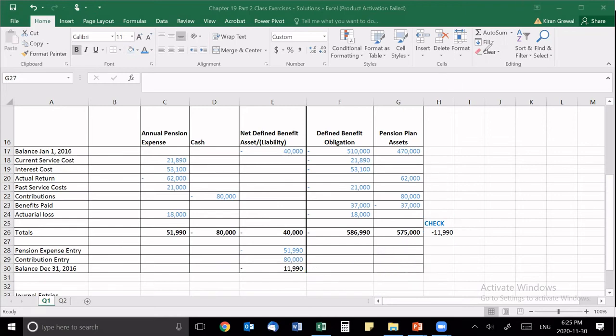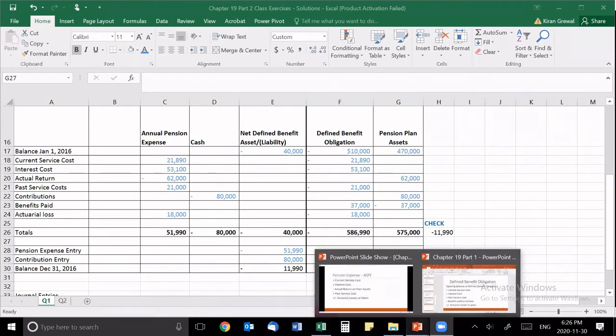All right, so that's using the pension worksheet. Some people like using this format. Some people like what we did in question 2 of the part 1 class exercises. Make sure you know both ways. You may or may not have to do the pension worksheet, but make sure you know it.